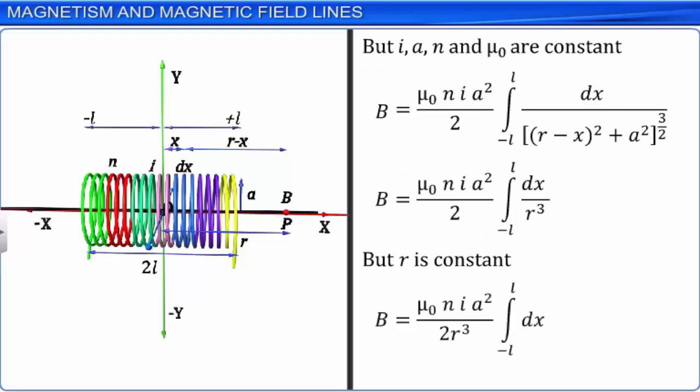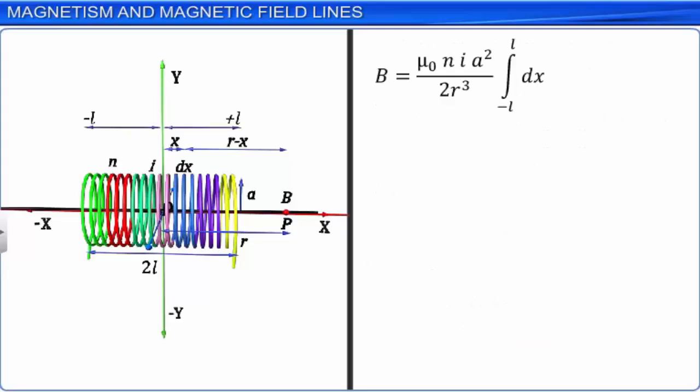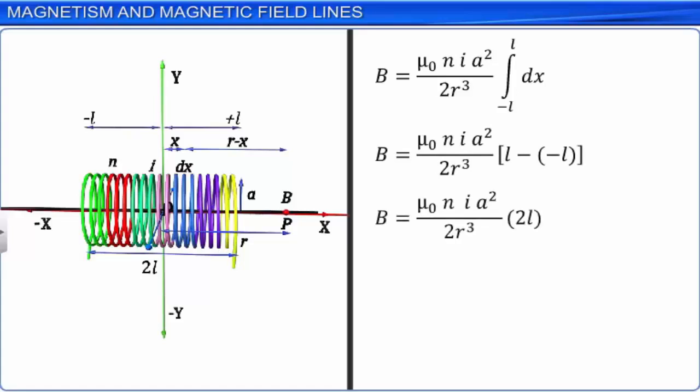On integrating and substituting the limits, we get the magnetic induction B = μ0 n I A²/2R³ into 2L. By multiplying the numerator and denominator of the expression with π and rearranging the terms, we get the magnetic induction B = μ0 by 2π into n I 2L π A² by R³.